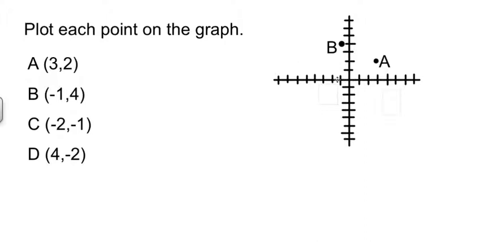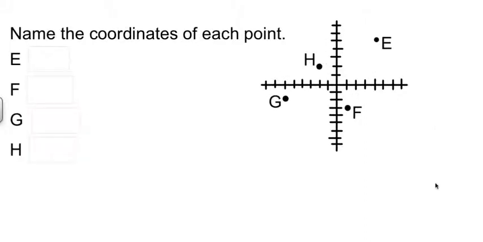Point C is negative 2, and then negative 1 down. And then point D is 4 over and 2 down. And they're going to also ask us to go the other direction. Name the coordinates. Point E is at 1, 2, 3, 4, and then up 1, 2, 3, 4, 5.